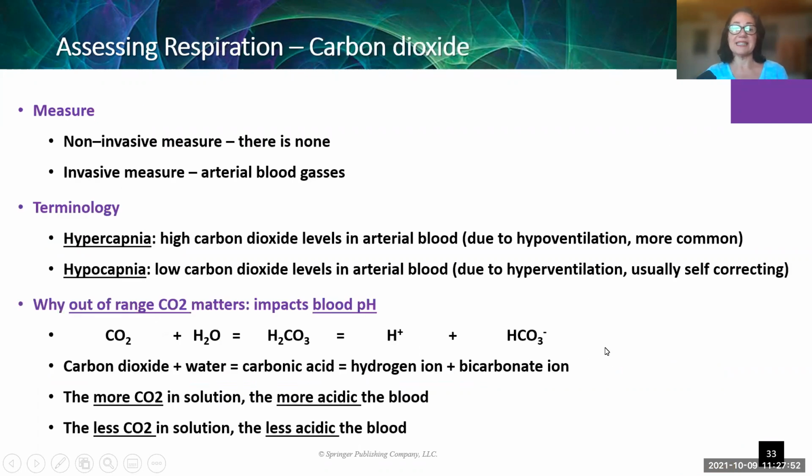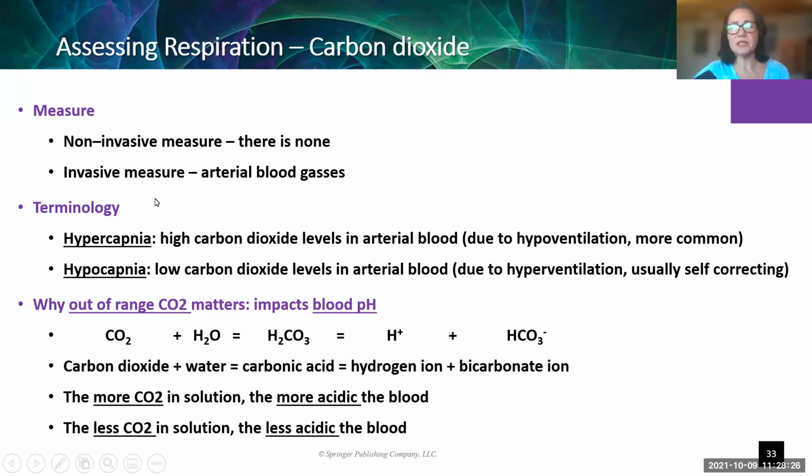All right, now assessing the other gas, carbon dioxide, a non-invasive measure, there is none at present. We do not have a non-invasive way of detecting carbon dioxide. So if you're any kind of an inventor or know somebody who is, you might want to mention this. It would be really helpful if we had a non-invasive way to detect carbon dioxide. So we're stuck with invasive measures only. It's arterial blood gases, how much carbon dioxide is dissolved in there.